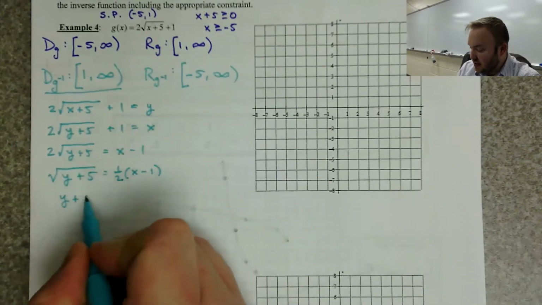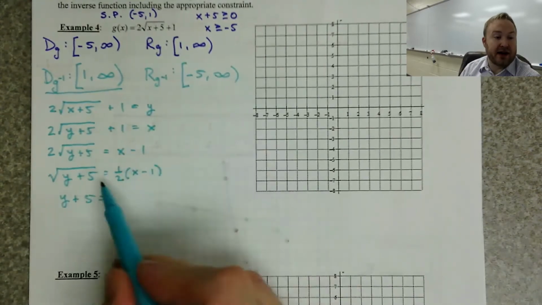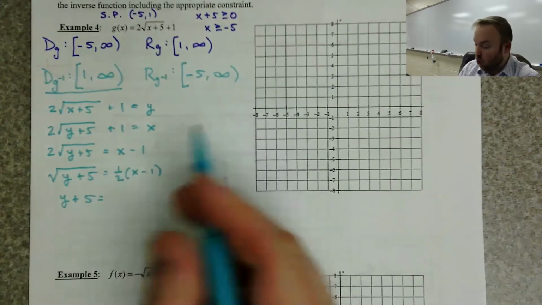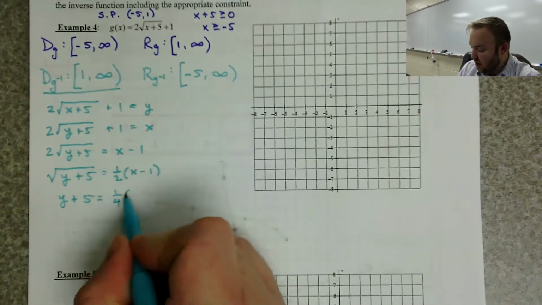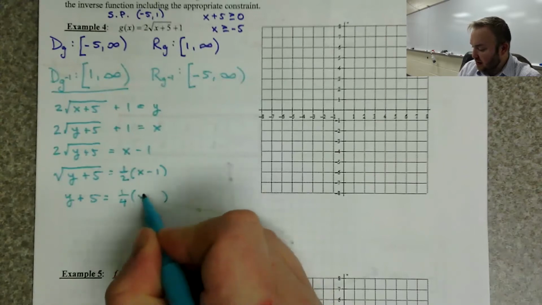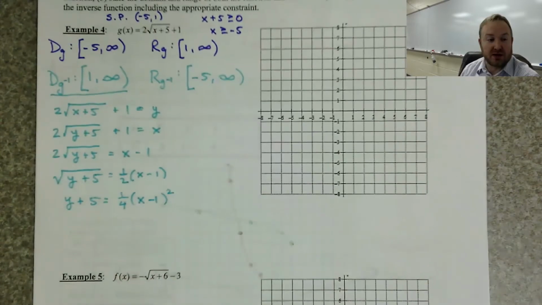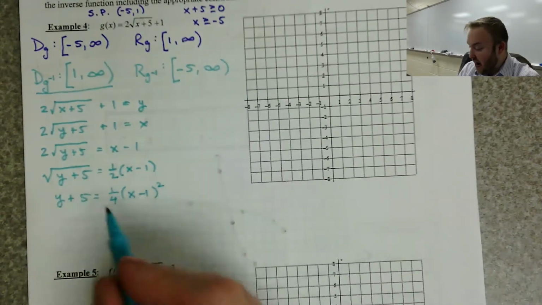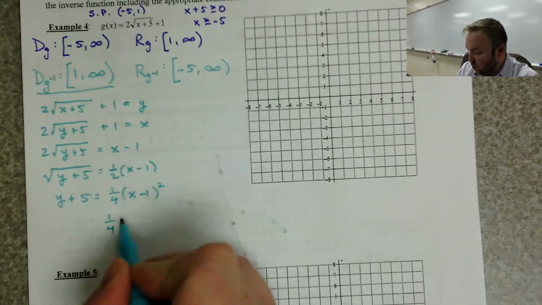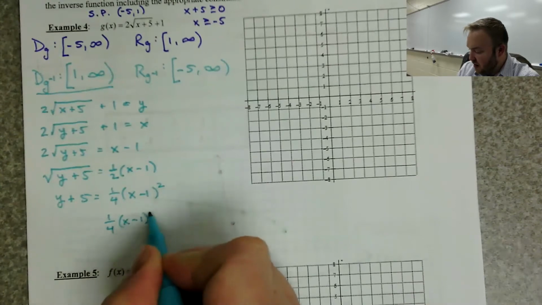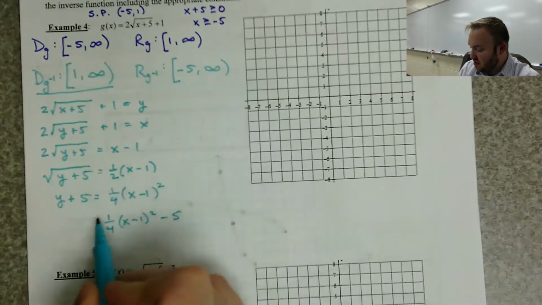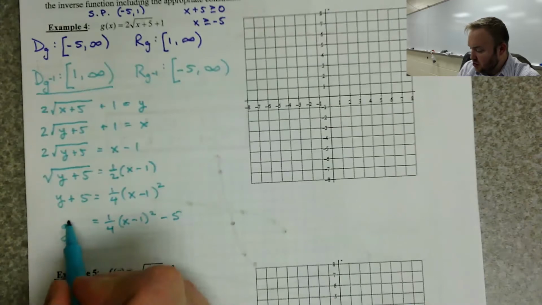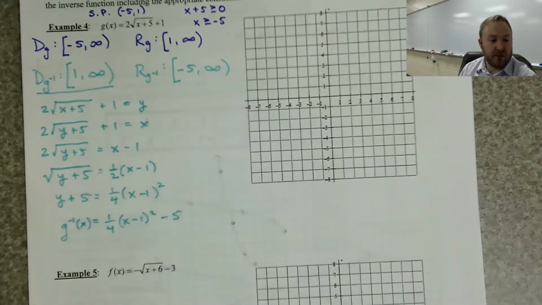So squaring both sides gets rid of that square root. Now when I square this side, 1/2 squared is a 4th. And then when I square the x minus 1, I can just say it's x minus 1 squared. Easy enough. All I have to do now is subtract the 5. So I'll have 1/4 times x minus 1 squared minus 5, and that will be the equation for my inverse function.